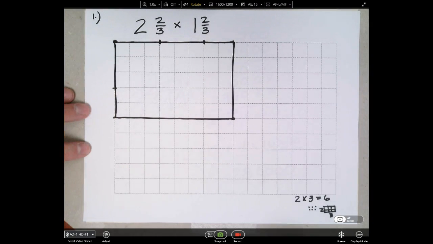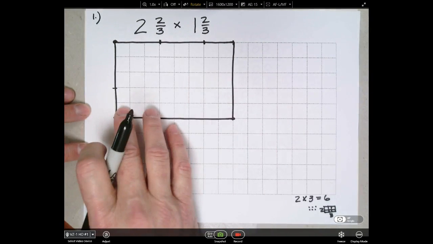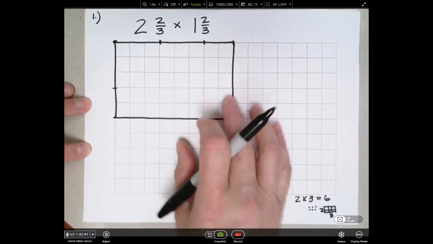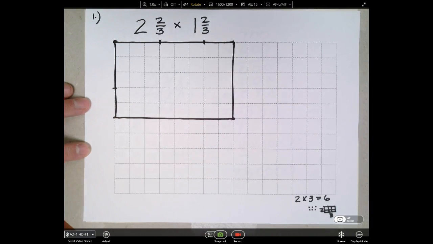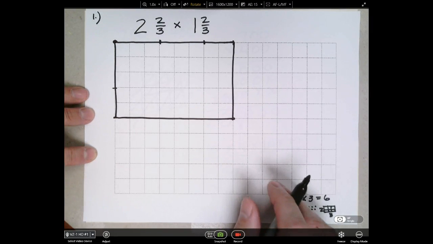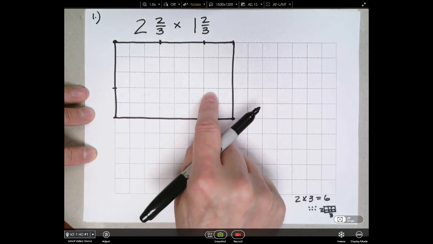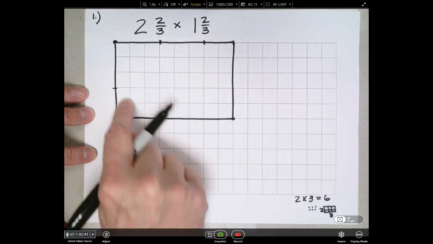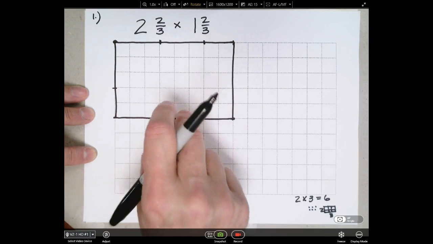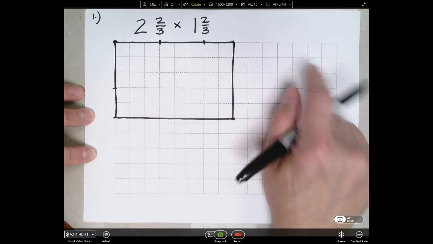Okay, so now if we could figure out the area of this shape, which is 2 2/3 by 1 2/3, then we would know the answer to our problem, what 2 2/3 times 1 2/3 is equal to. So let's go ahead and see if we can do that. What I would like you to do is find out how many boxes are inside of here. Right now just count them as whole units and say how many total boxes are inside of our rectangle. Please go ahead and count that and write your answer somewhere out here to the side.